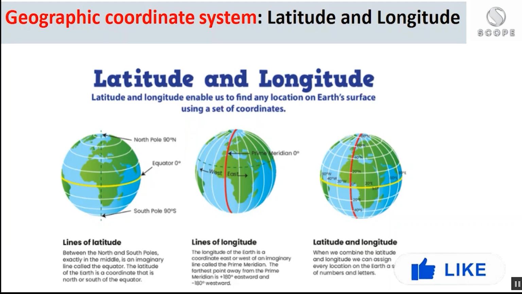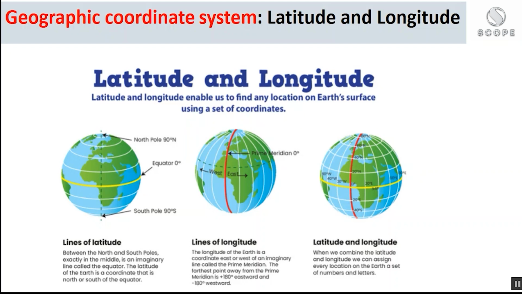Let's discuss latitude and longitude. Latitude and longitude are imaginary lines that help us pinpoint any location on the Earth's surface. Latitude measures how far north or south a location is from the equator, while longitude measures how far east or west a location is from the prime meridian. Think of a latitude line as a horizontal line stretching from east to west, and a longitude line as a vertical line stretching from north to south.